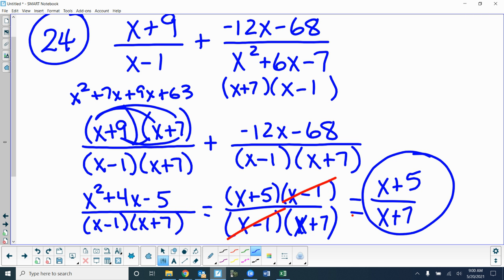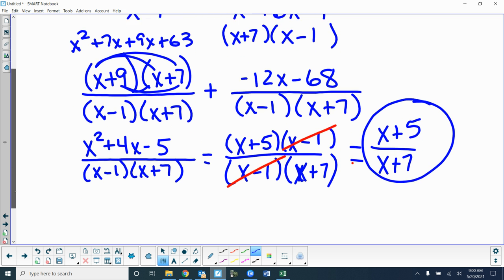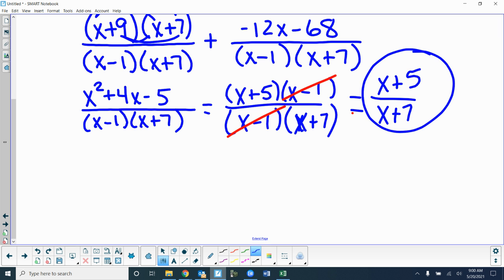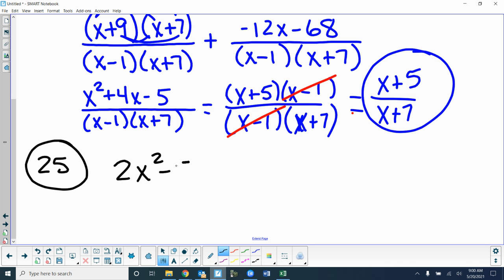So 24 and 25, don't factor numerators until you do your addition or subtraction. Then factor numerators because you may be able to reduce it. That's kind of a tough one. Questions? All right. Subtraction. Same deal. We've got to factor denominators first so we can find our common denominator.